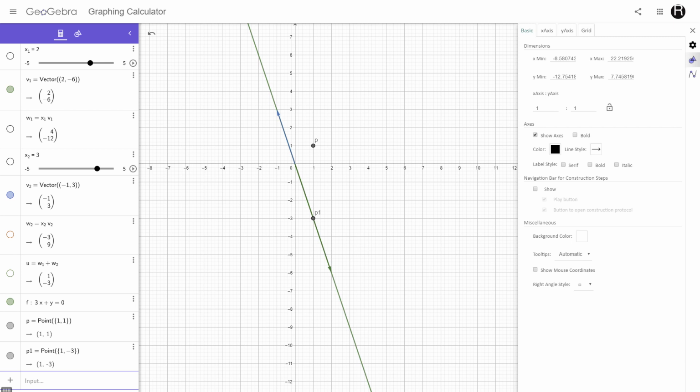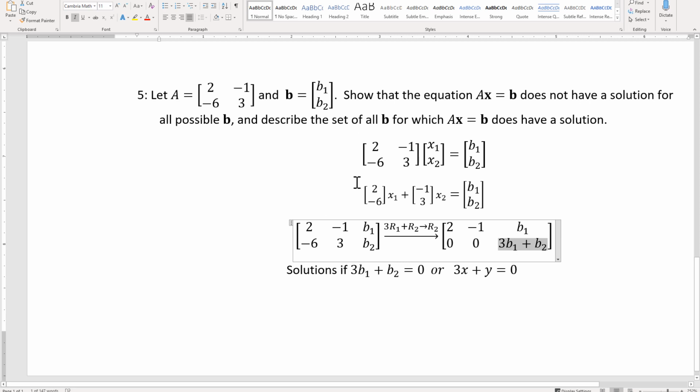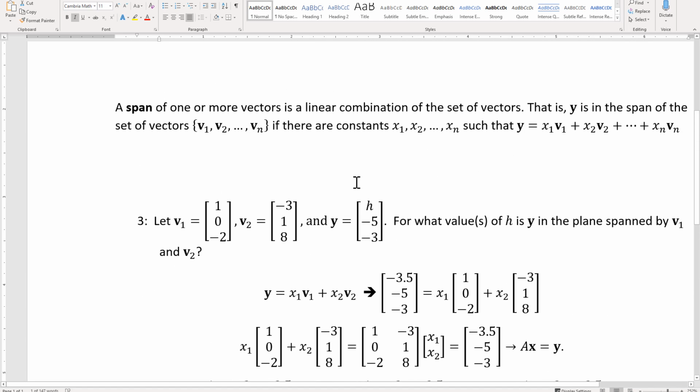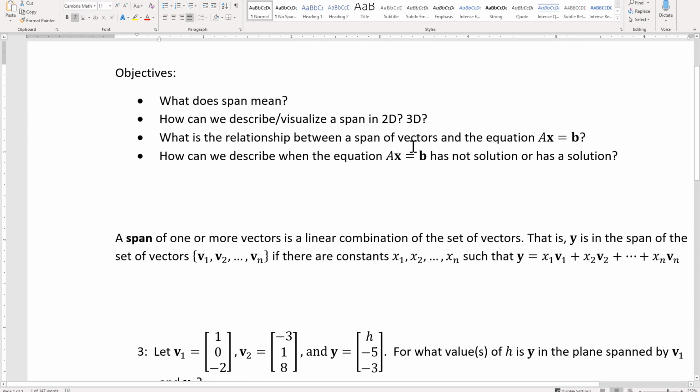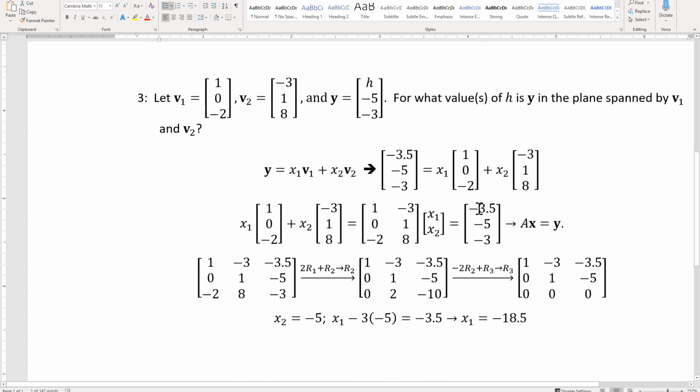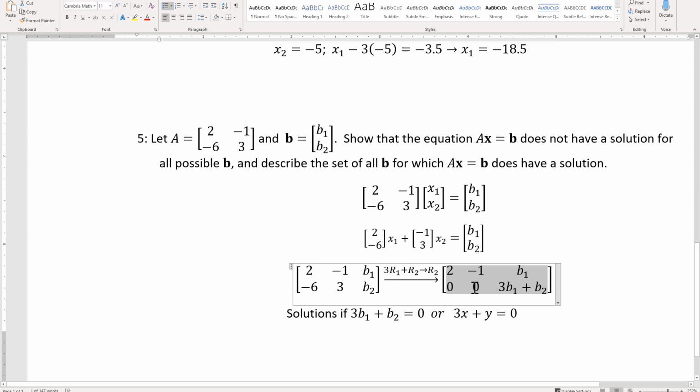So that's a lot of information, but I hope that walks you through the idea of a span. It gives a good visual of the span. It gives a relationship between the span and the equation, and it tells you about the equation, whether it has a solution or not. So when you have a row of zeros on the left-hand side of the augmented matrix, and the right-hand side is non-zero, then you have no solutions. And if you have a row full of zeros with a zero on the right-hand side, then you have an infinite number of solutions, like in this case. All right, so I hope that helps.